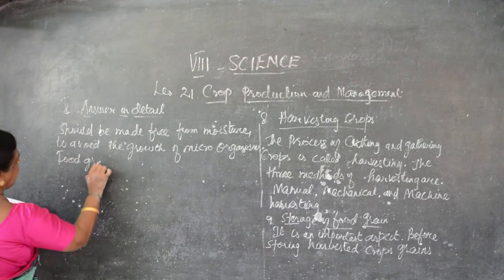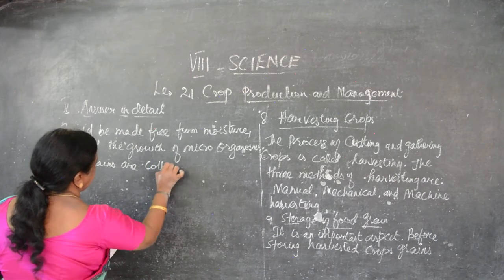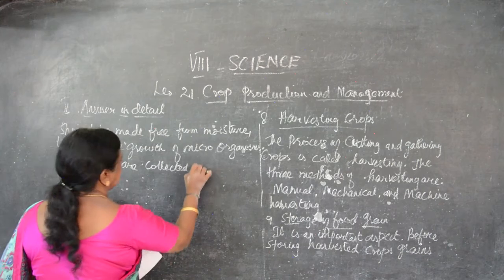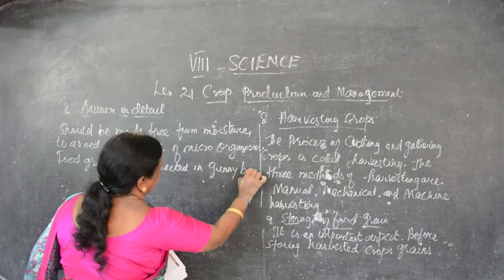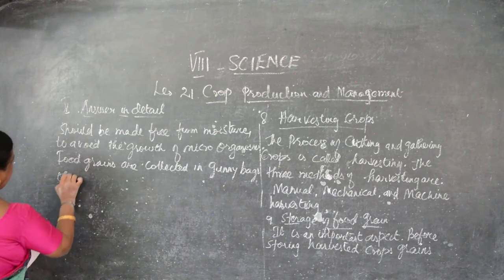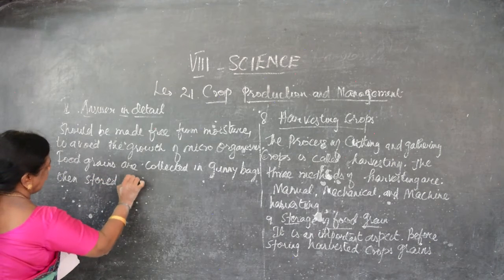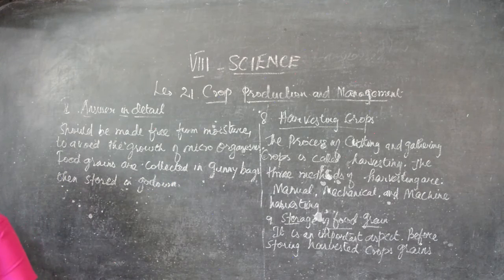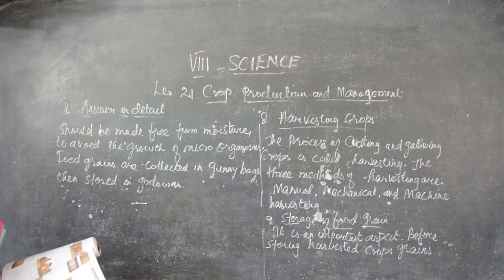Food grains are collected in gunny bags. Gunny bags means what? Sack. Sack, the one in which you put rice. Gunny bags, and then stored in godowns. So what are the processes involved in that?